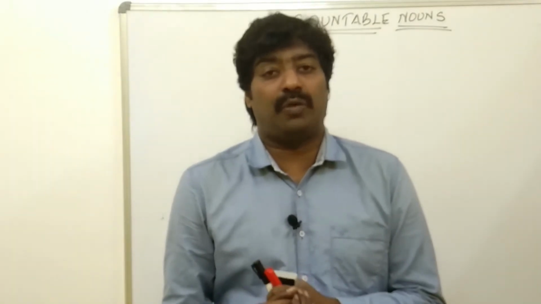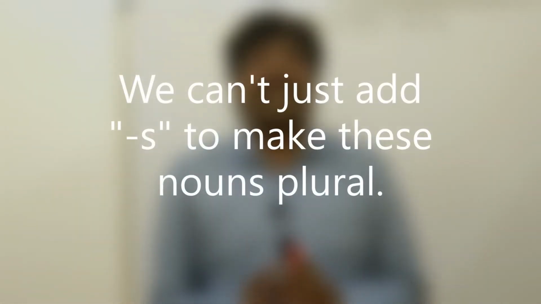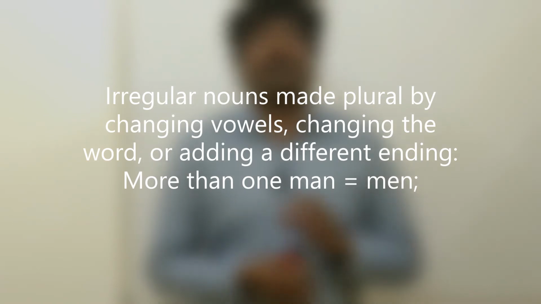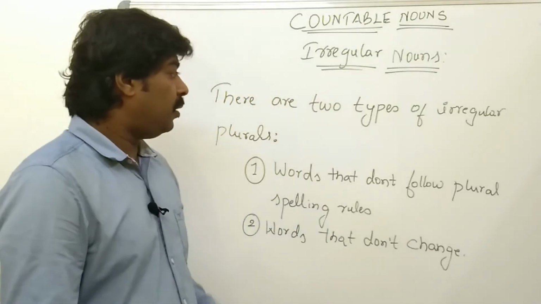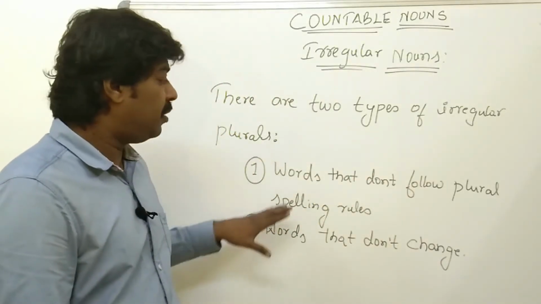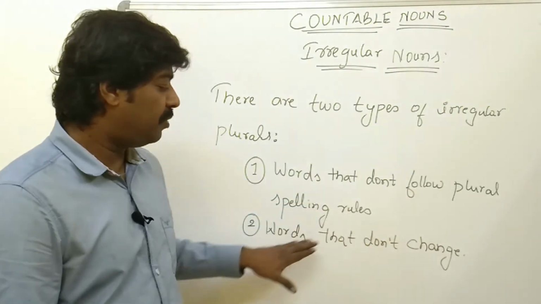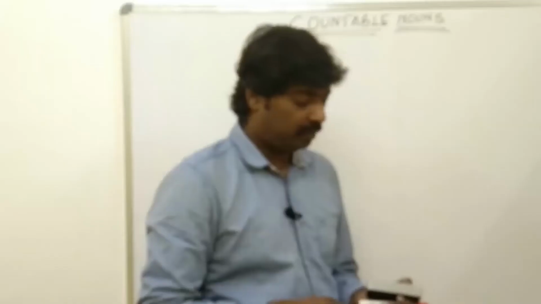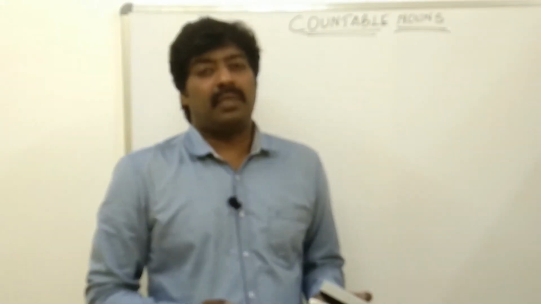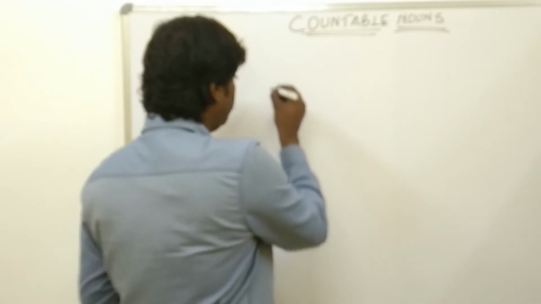Nouns which have irregular plural forms. We can't just add s to make these nouns plural. Irregular nouns are made plural by changing vowels, changing the word or adding a different ending. There are two types of irregular plurals: words that don't follow plural spelling rules, and words that don't change. Let's take a look at a few. The plural form of man is men. The plural form of woman is women.